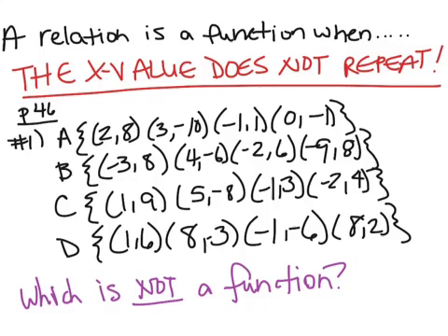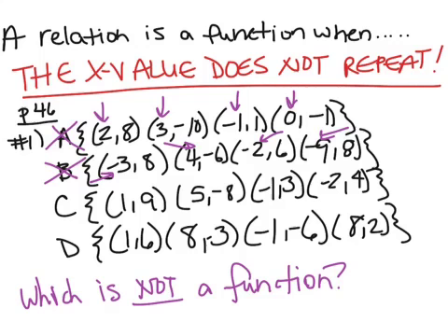If I take a look at option A, I have an x value of 2, 3, -1, and 0. So that is a function, so that's not my answer. In B, I have an x value of -3, an x value of 4, an x value of -2, and an x value of -9. Therefore, it is a function, so that's not my answer.